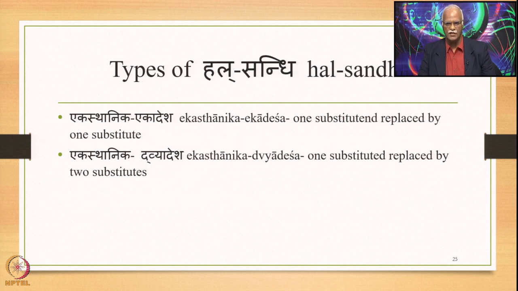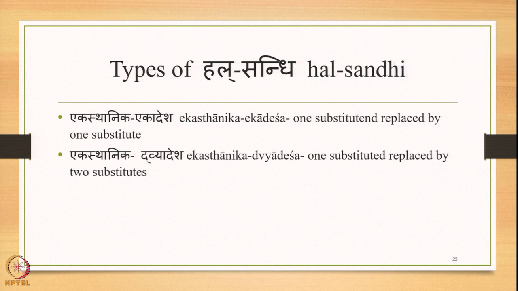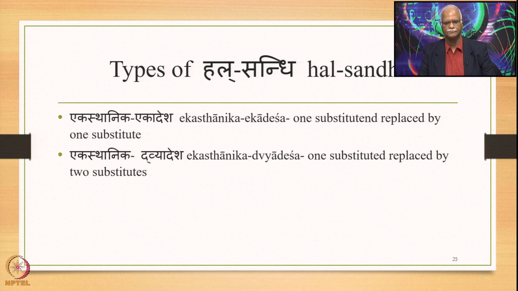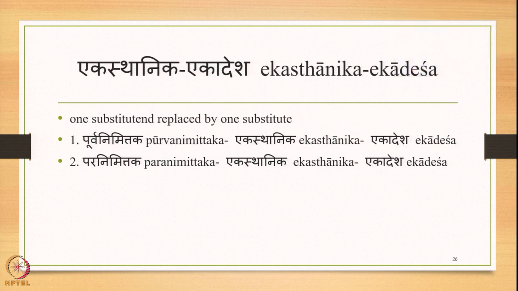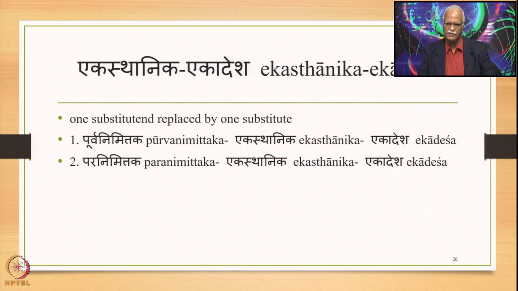What are the types of hal sandhi? The hal sandhi can be said to have two types: ekasthanika ekadesha and ekasthanika dvyadesha. What is ekasthanika ekadesha? This is the most frequent type of hal sandhi, where there is one substituent which is replaced by one substitute. This is also of two types, purvanimittaka ekasthanika ekadesha and paranimittaka ekasthanika ekadesha.